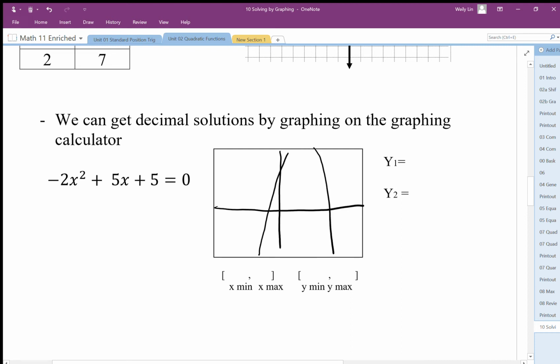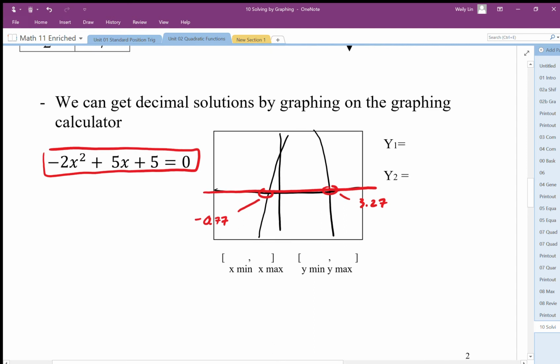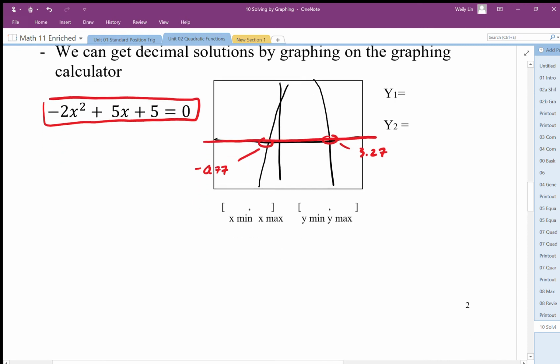And I'm not going to draw in the vertex. Usually I draw in the vertex because that is the most important part of the graph. But really, when we're solving equations, we're not looking at the whole graph anymore. We're really looking at where it crosses the x-axis, here and here. So when we find those, one of the solutions here is approximately 3.2, and we have another solution over here at negative 0.77. Okay, so we can solve these by graphing on the graphing tools and find a much more accurate decimal value for this.